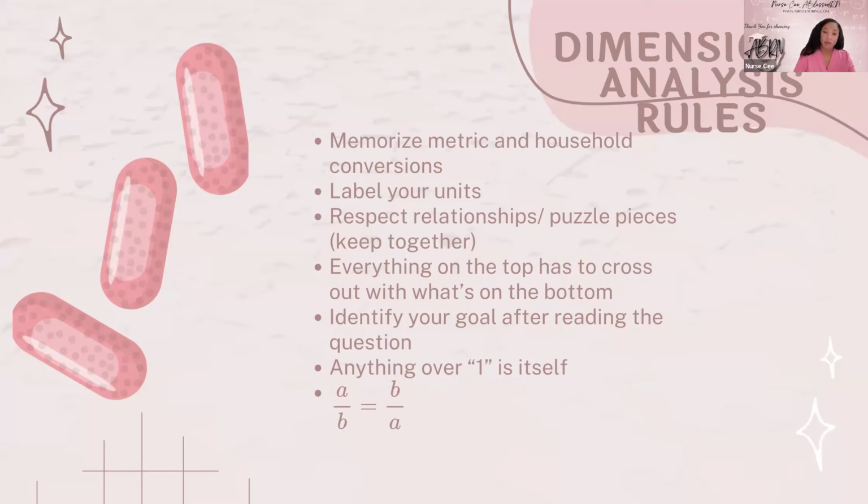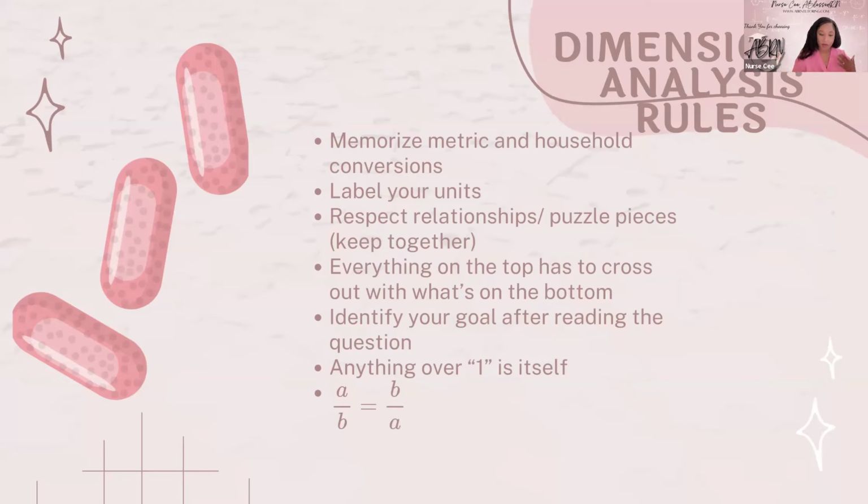How do we know what to cross out without labeling them? If you put numbers, you might get confused. You've got to label your units. I said I'm doing ABCs, so C, respect your relationships and your puzzle pieces. Keep them together. Things that belong together, stay together.